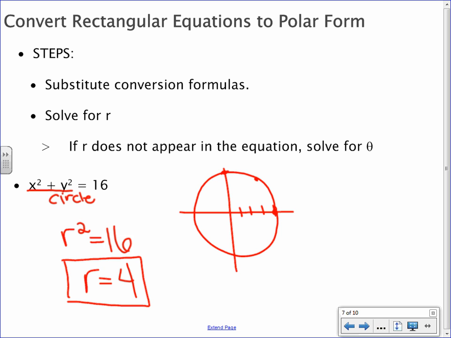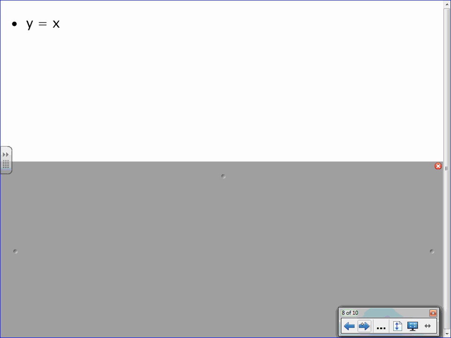R equals 4. Okay, so what I want you to kind of recognize, if you see like r equals 3, what is that going to represent? A circle with radius 3. What is this? A line. Now, we need to make substitutions, so this is in polar form. Do we have a substitution for y? Do we have a substitution for x?